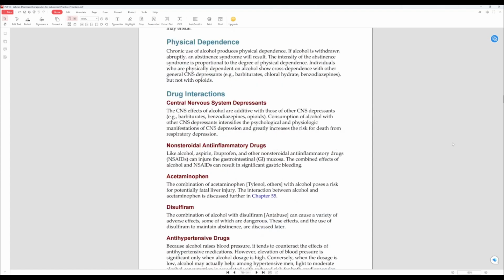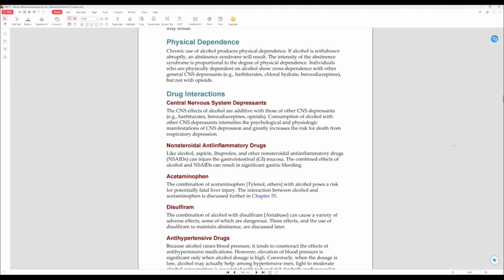Bringing us to the physical dependence. Chronic use of alcohol produces physical dependence. If alcohol is withdrawn abruptly, an abstinence syndrome will result. The intensity of the abstinence syndrome is proportional to the degree of physical dependence. Individuals who are physically dependent on alcohol show cross-dependence with other general CNS depressants, your barbiturates, chloral hydrate, benzodiazepines, but not with opioids.